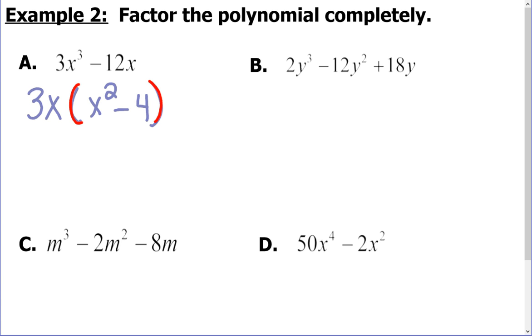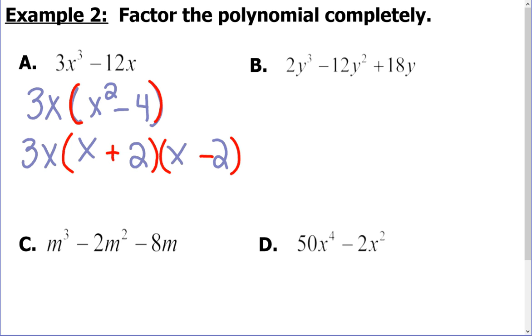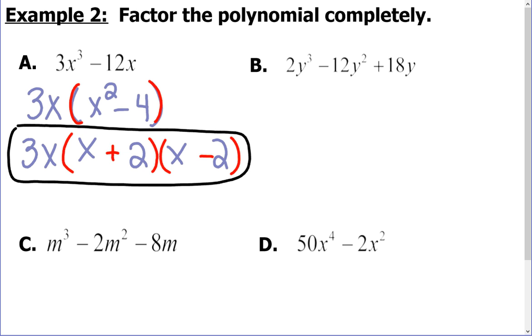So we learned yesterday about the difference of 2 perfect squares. And this is a difference of 2 perfect squares. Remember, difference means subtraction, and then x times x is x squared, and 2 times 2 is 4. So let's factor this difference of 2 perfect squares. It has different signs. Okay? And then x times x is x squared, and 2 times 2 is 4. And then we're done. Make sure you have your GCF, the 3x, in the front there.